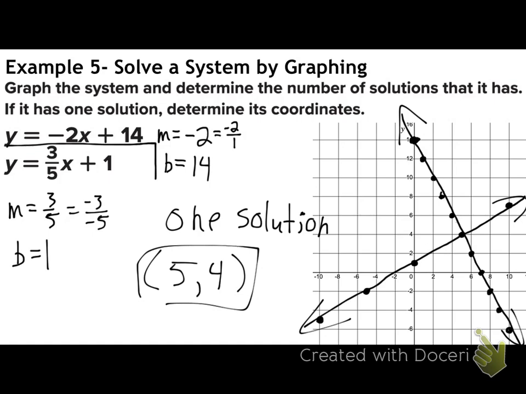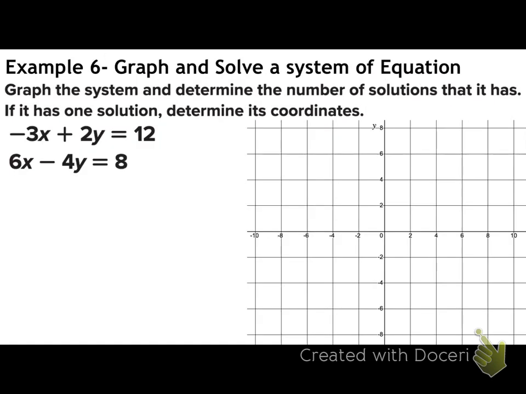How we feeling? Awesome. Graph the two lines on the same graph. Wherever they intersect, that's your solution. If they don't intersect, no solution. If it's the same line, infinitely many solutions. Okay?